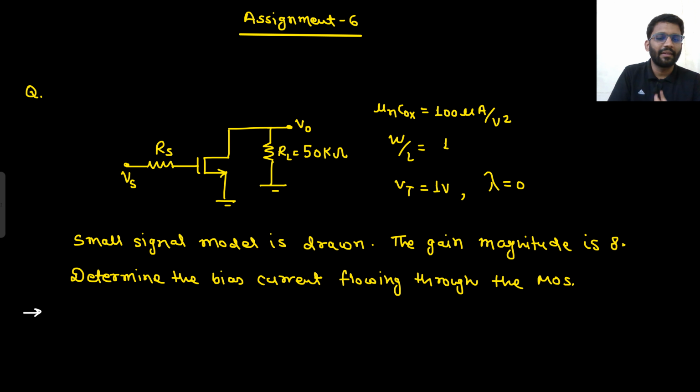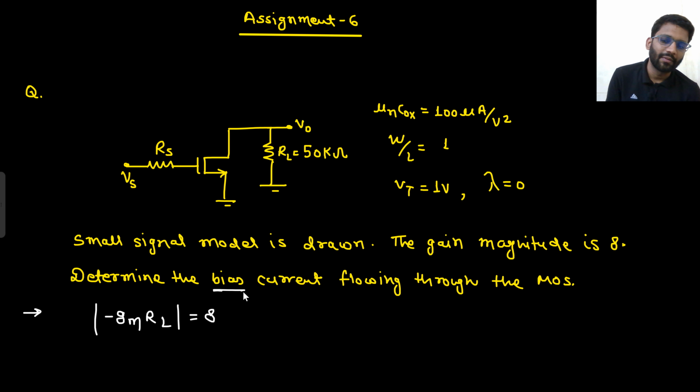Now they are saying that the gain magnitude is 8. So what is the gain of this circuit? This is a common source amplifier. What is the gain? Simply minus gm RL, right? You know this thing. And the magnitude is given, that is equal to 8. You need to determine the bias current. What do you mean by bias current? DC current. You need to determine the DC current.